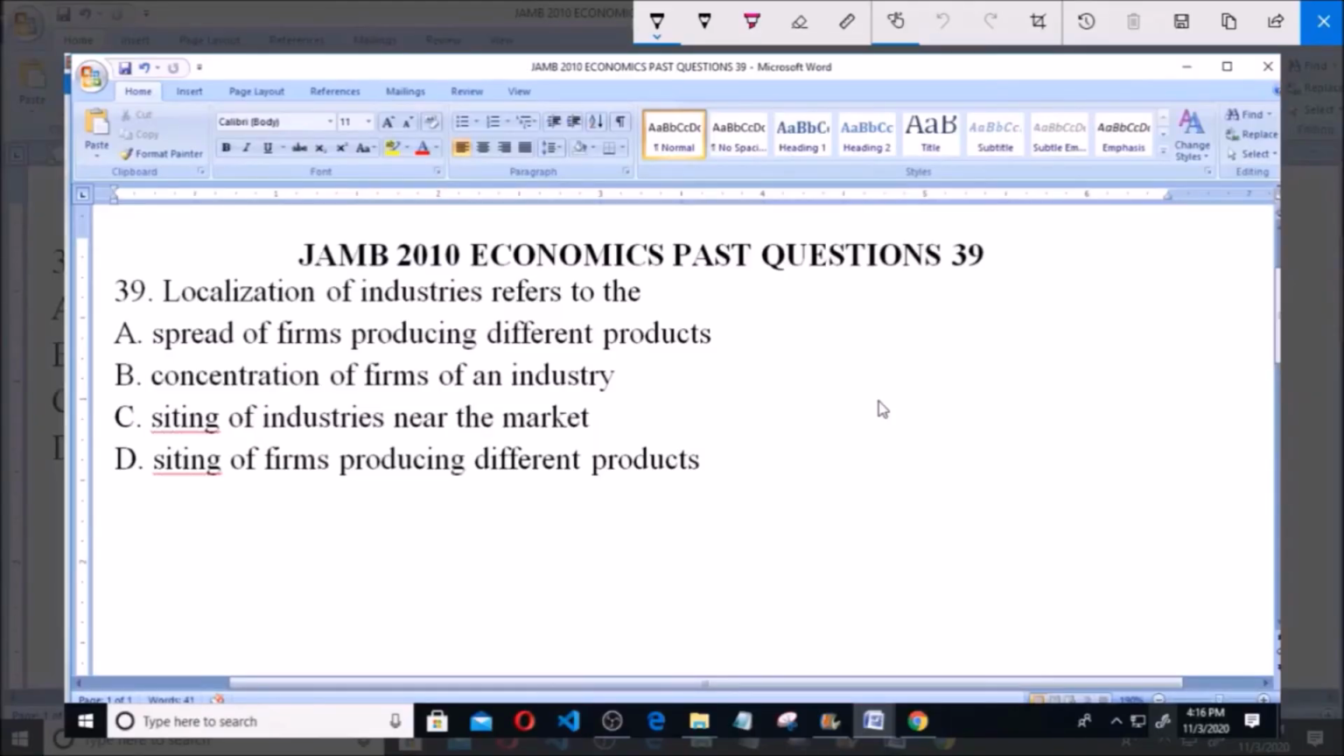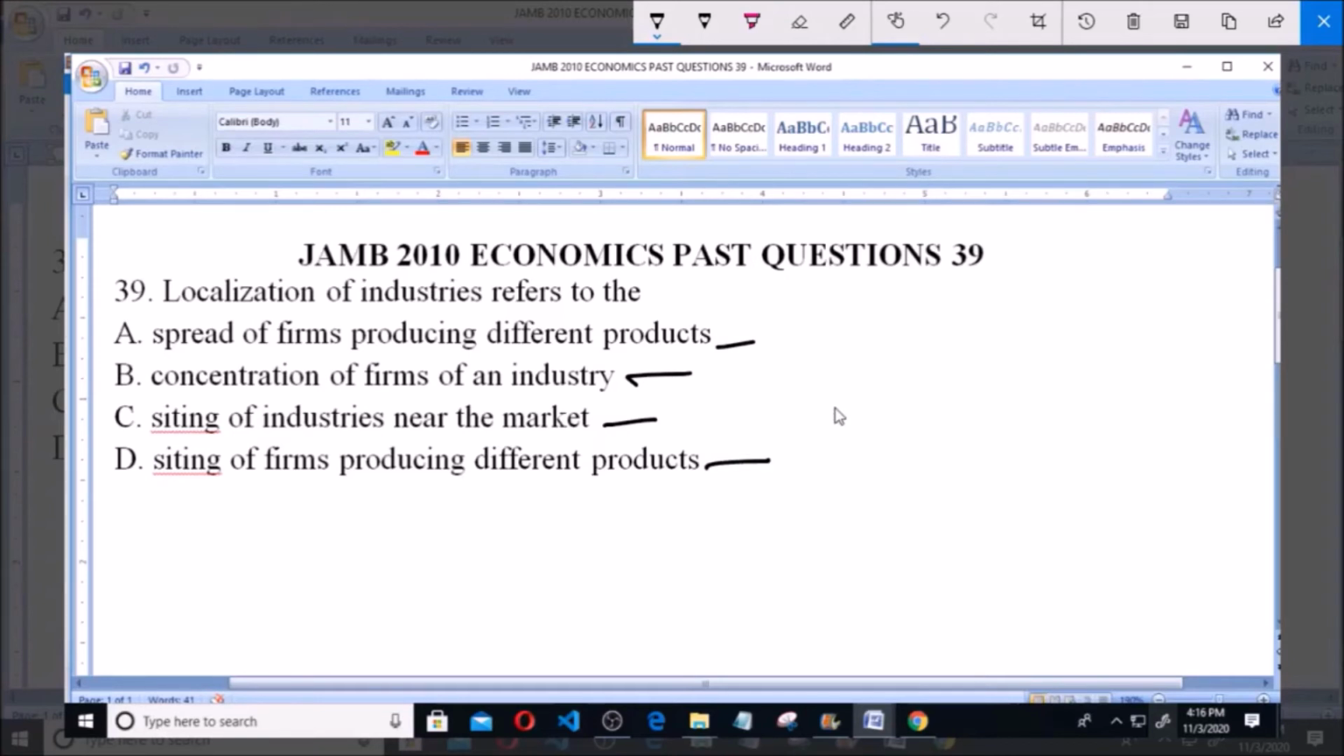To Jamb 2010 Economics Past Question 39. Localization of industries refers to, option A says spread of firms producing different products. Option B says concentration of firms of an industry. Option C says siting of industries near the market. Option D says siting of firms producing different products.